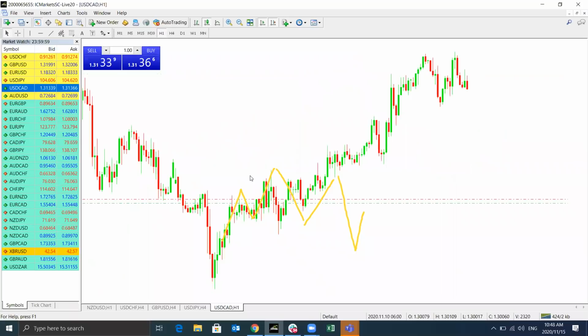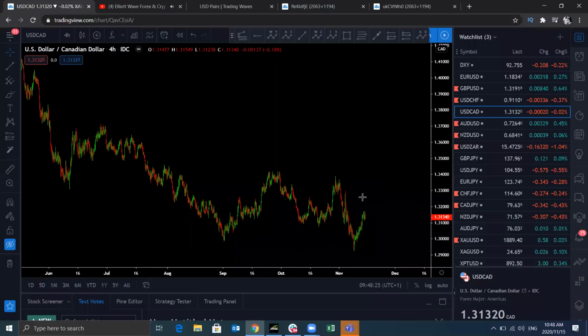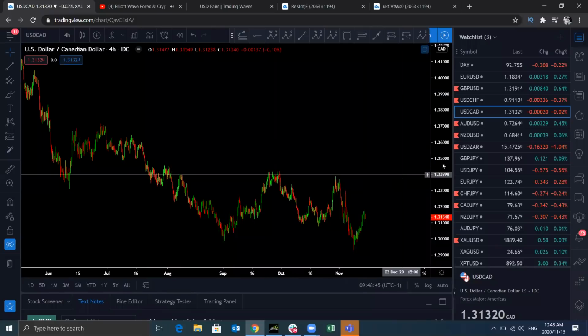Let me show you here. This is US dollar CAD. I've already shown you this. This is where the execution happened on US dollar CAD. It is already running risk-free. As you can see, the red line is the stop and the green line is the entry. So that trade is safe and running risk-free. So members get this before the moves.